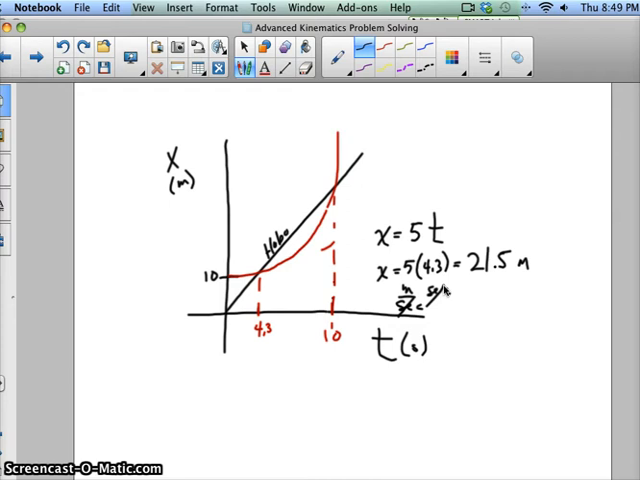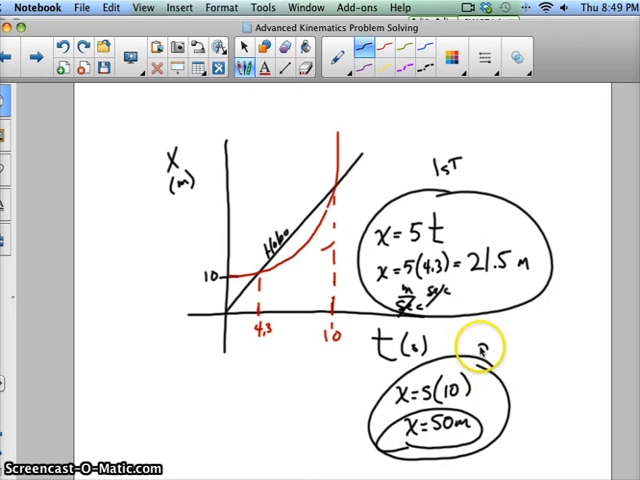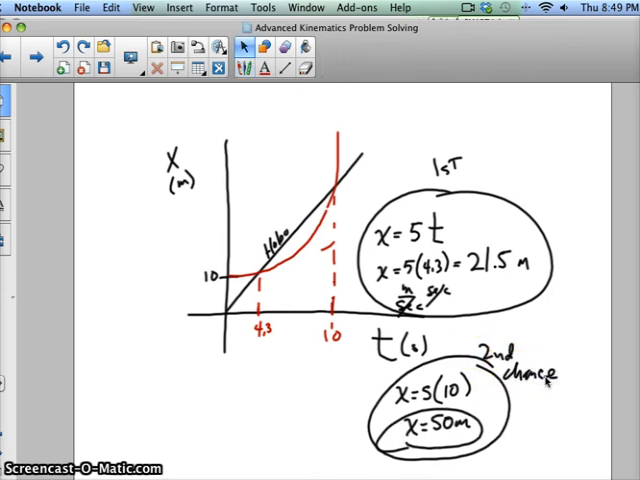And his other chance, so this is his first chance. His second chance is going to happen at 5 times 10, right? So his second chance is going to happen at the 50-meter position. And I'll just circle that and write second chance to catch the train, to jump on the train. Now that was a pretty cool problem. You should probably try number 12. That's kind of neat. Slightly different.